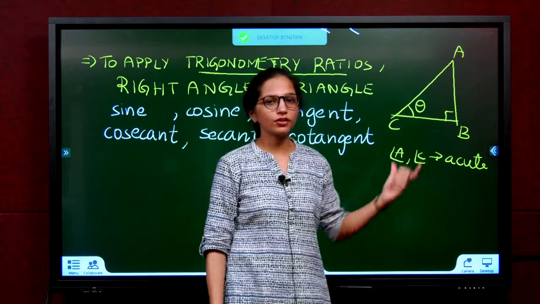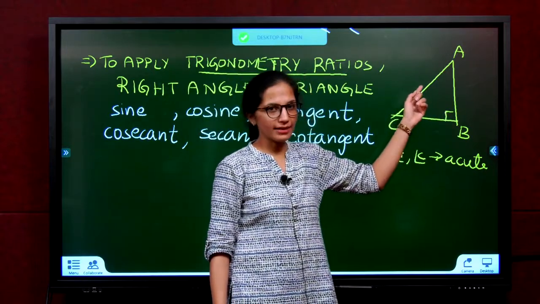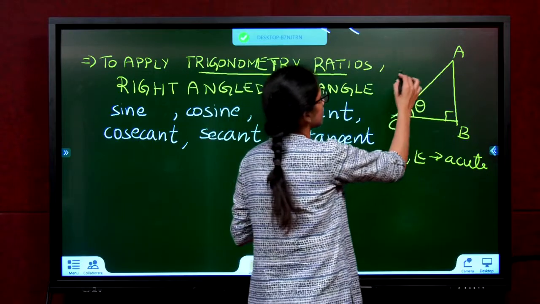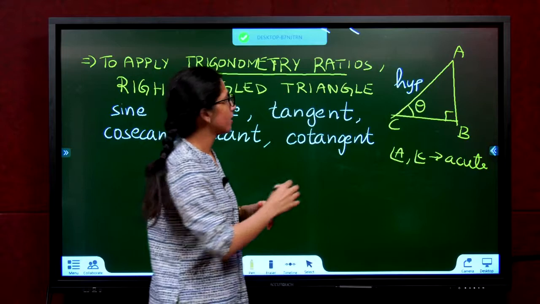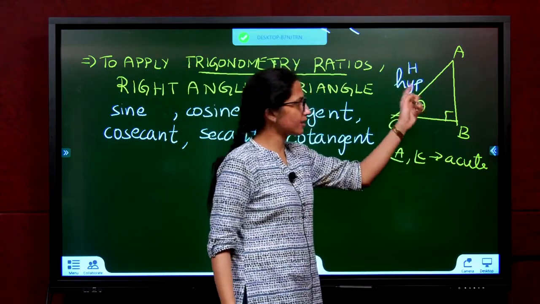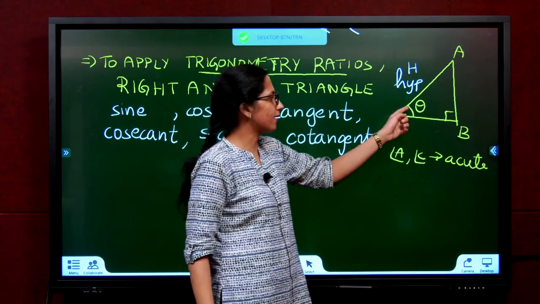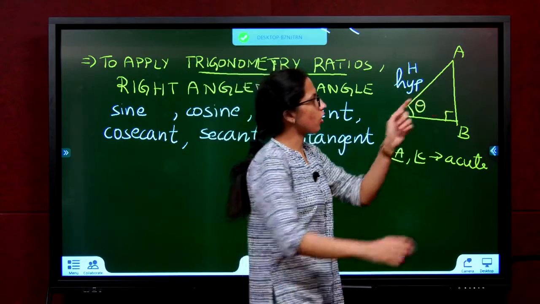This is a right angle triangle. The side opposite to the right angle is called the hypotenuse, or we'll just say H. Whichever side is here is the hypotenuse. Now, for theta, the side opposite to theta is called opposite.